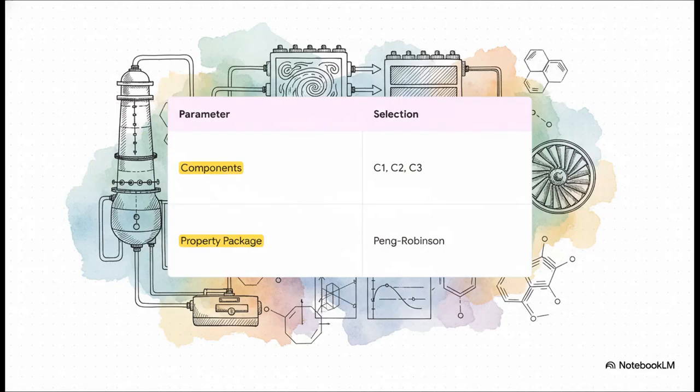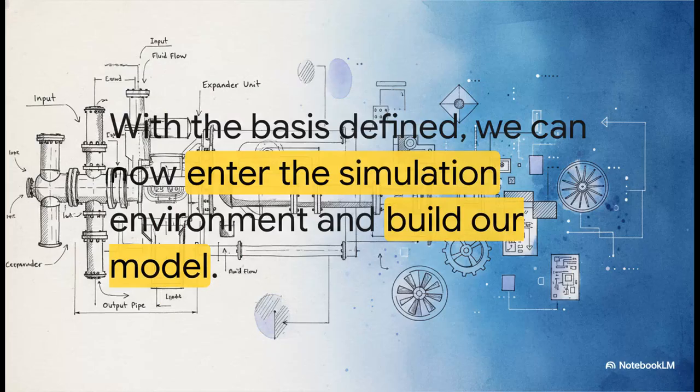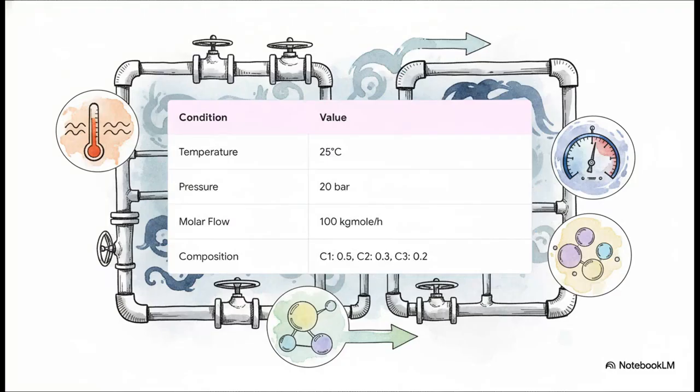First things first, we need to define our components and pick our property package. Peng-Robinson it is. All right, with our basis all set, we can hop into the main simulation environment and start building. We'll start by plugging in our feed stream conditions: temperature, pressure, flow, and its composition.